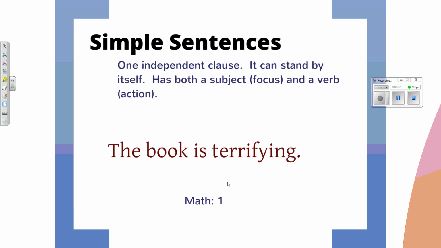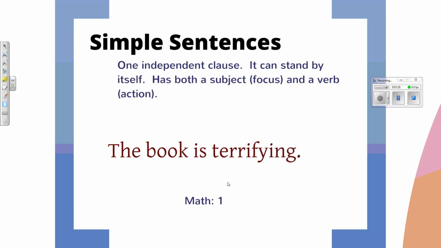All my sentences are about the Stephen King book, Stephen King's It. 2,000 pages of terrifying goodness. So the first thing you need to remember from elementary school is that sentences are meant to be full ideas. If it's a full idea, it means it's independent, it can stand by itself.